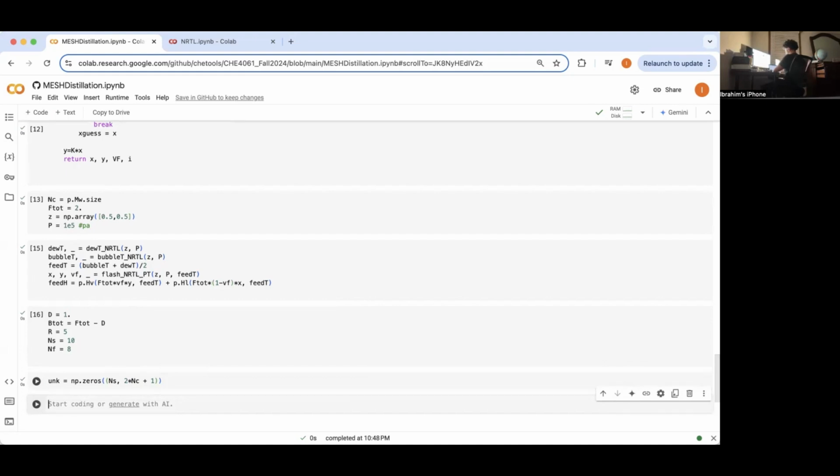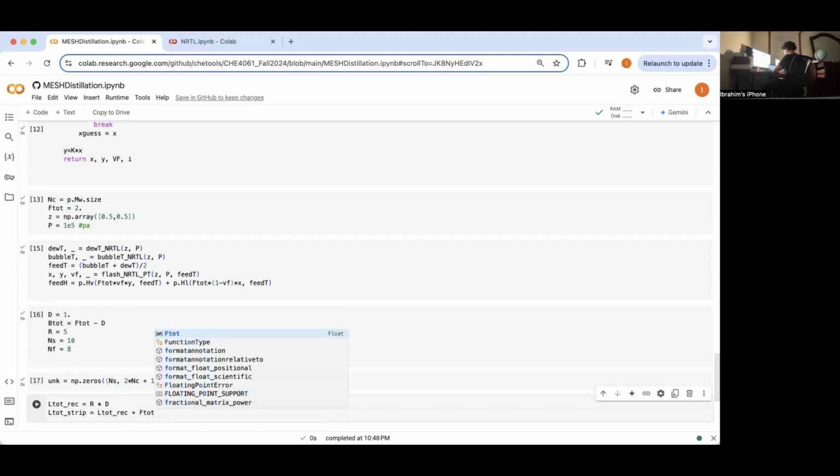Okay, and then we're going to want to set up our liquid totals, our liquid totals in the stripping and rectifying, and our vapor totals in the stripping and rectifying. Let's label this as L total. So L tot underscore rec is going to be equal to our reflux times our distillate. Okay, that's good. Then I'm going to do L total for our stripping, and this is going to be equal to our L total rec plus our F total times 1 minus VF.